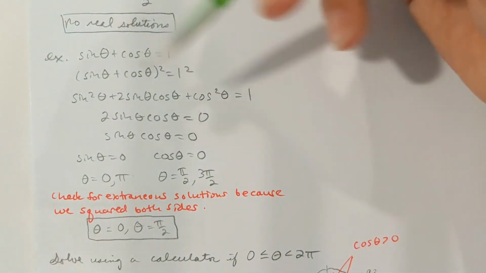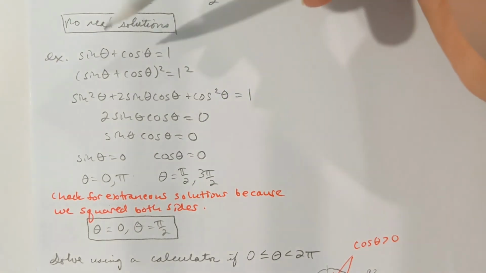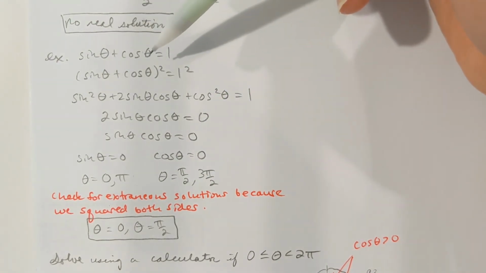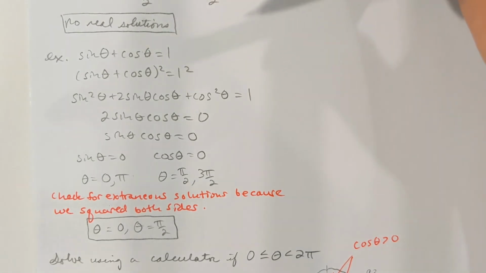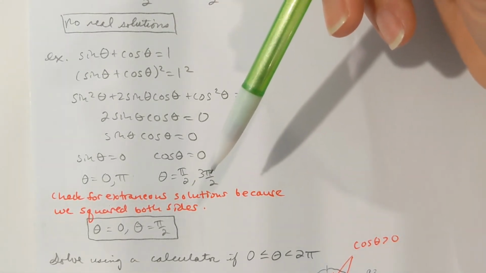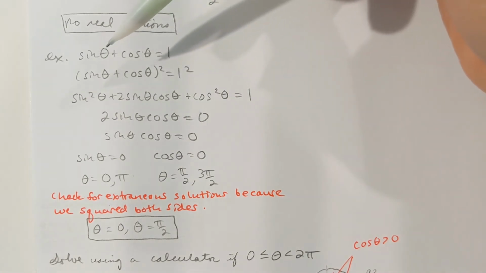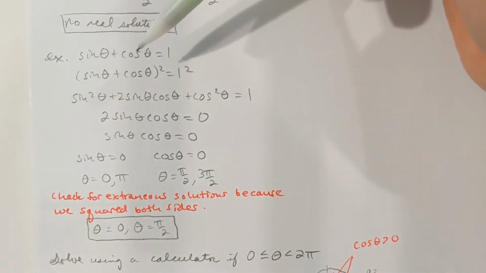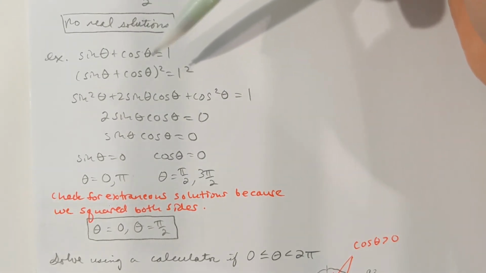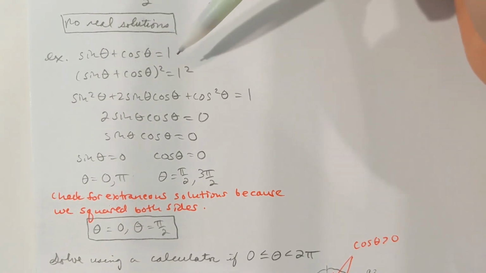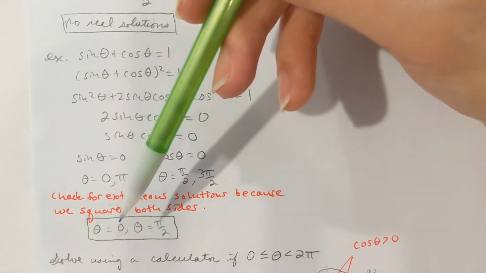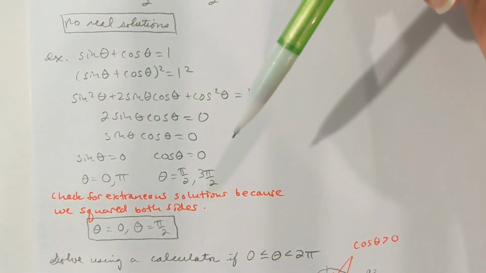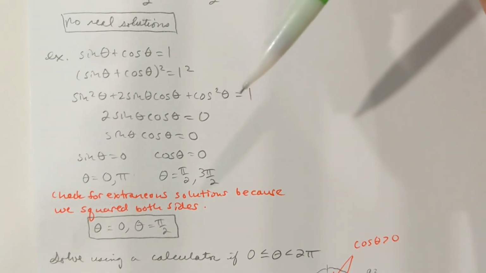How about pi over 2? Sine of pi over 2 is 1, cosine of pi over 2 is 0, 1 plus 0 is 1, that's true. And then if theta is 3 pi over 2, sine of 3 pi over 2 is negative 1, cosine of 3 pi over 2 is 0, negative 1 plus 0 is not 1, it's negative 1, so 3 pi over 2 would be extraneous. Looks like 0 and pi over 2 would be the only solutions to that equation.